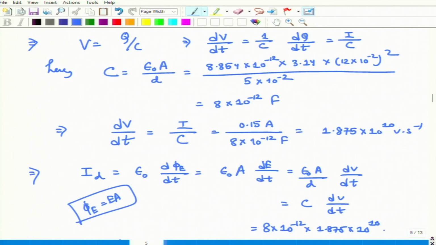Okay, it will be ampere. So essentially it should be equal to the current flow, which is 0.15 ampere. So this is the displacement current. So this problem is also important.